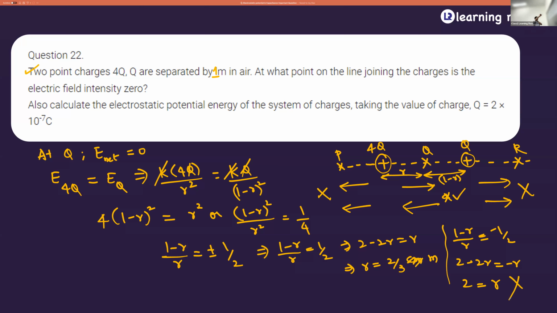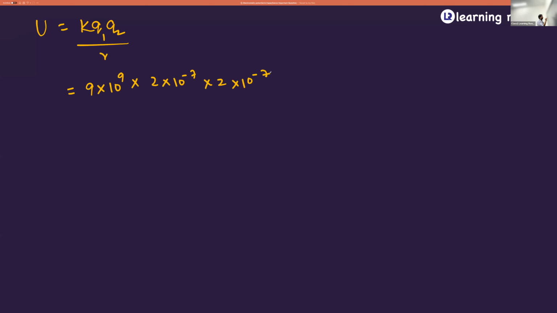Okay. Next is calculate the electrostatic potential energy of the system of charges, taking the value of q as 2 into 10 power minus 7 coulomb. Okay. So what is the formula for potential energy? U is equal to k Q1 Q2 divided by r. So k is 9 into 10 power 9. Q1 and Q2 can be taken as 2 into 10 power minus 7. So another value is also 2 into 10 power minus 7. The whole divided by what is going to be the value of r?